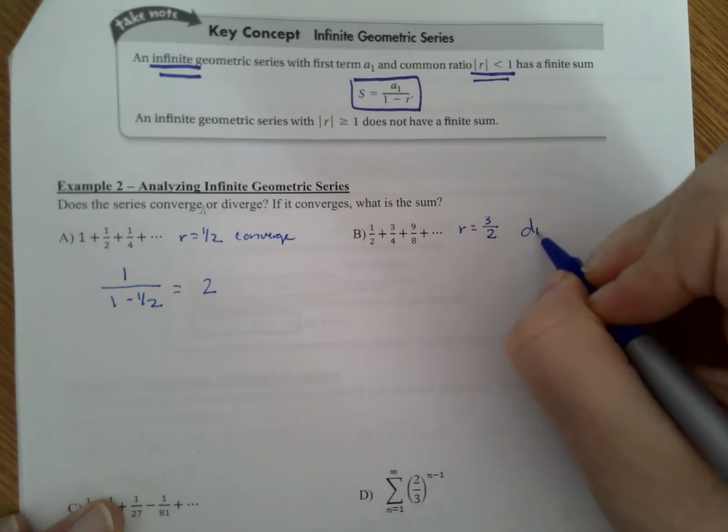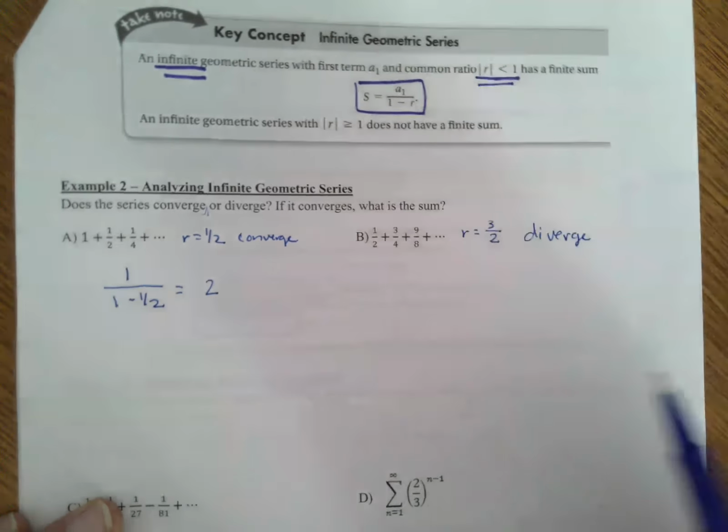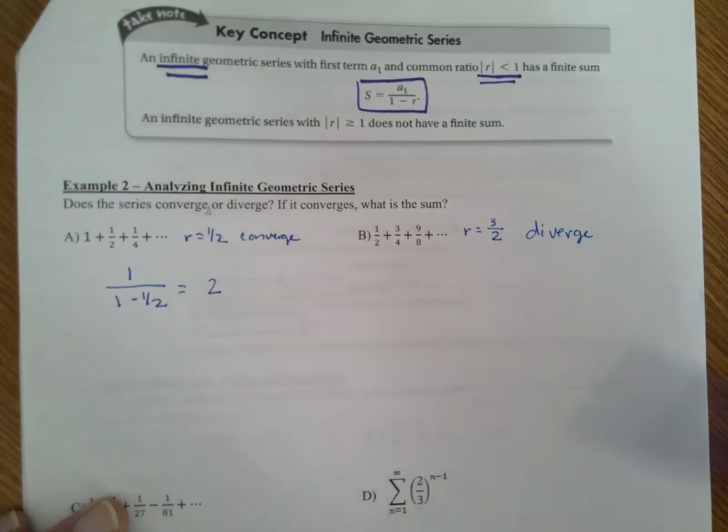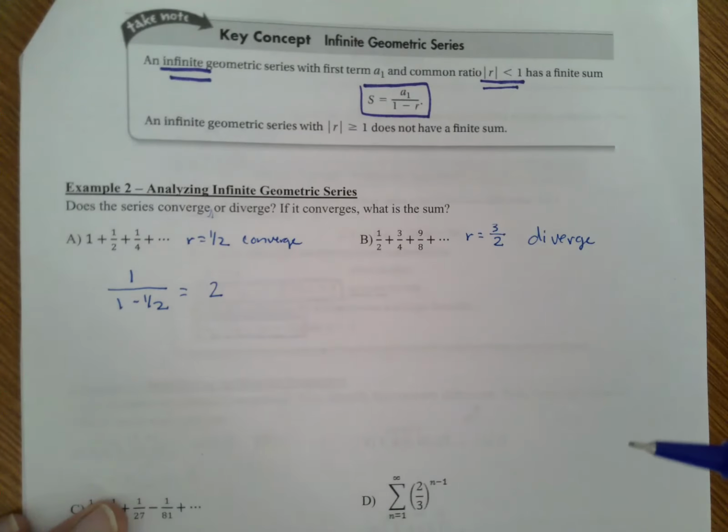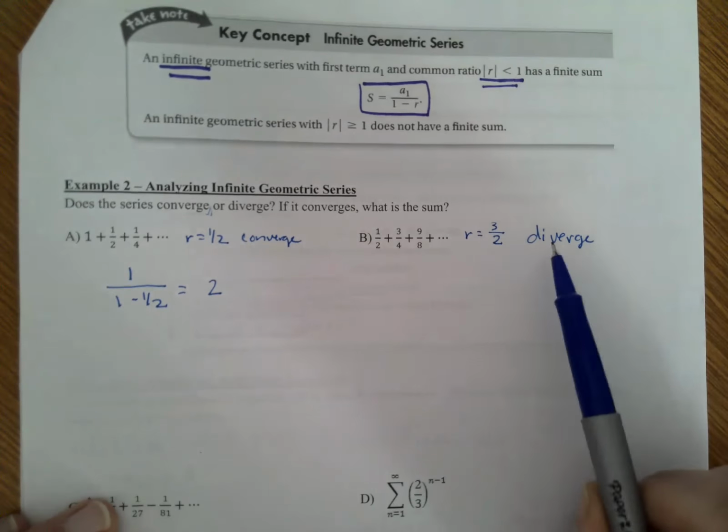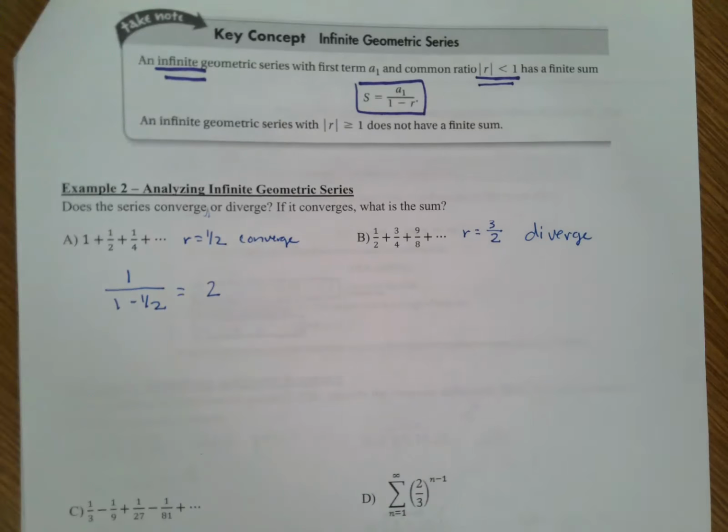So this would diverge. This is saying no matter what the number is, it's going to keep on getting bigger. It's not going to all of a sudden get to a point where it's 0.99999. So this one diverges. And we're done with that. I want you to pause the video and try to do C and D by yourself.